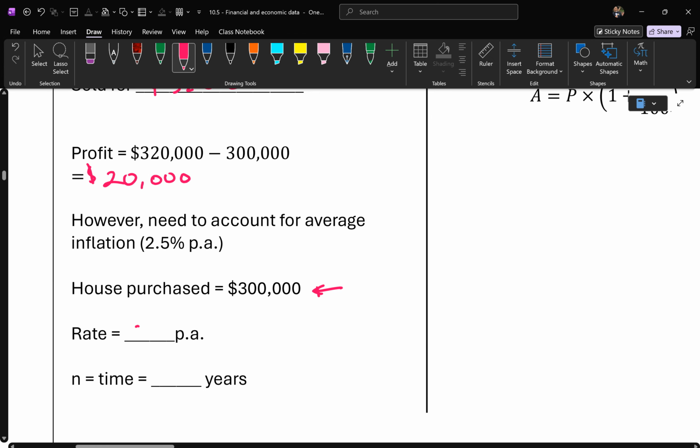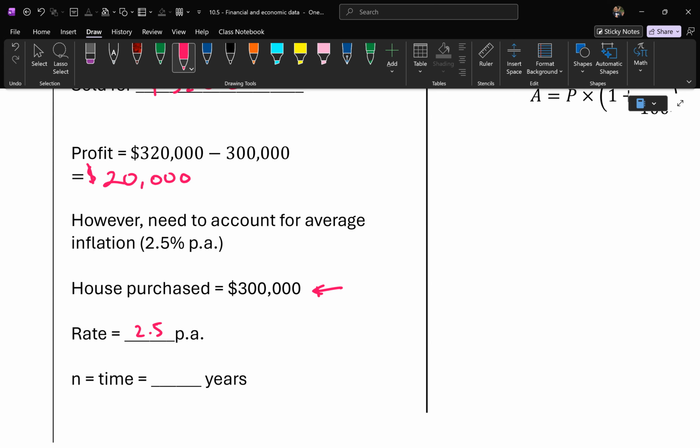And then the rate is 2.5% every single year. The time is that you're going to do it in 3 years. So we're interested to know: with the 300,000 house, in 3 years' time, how much would it have grown with just inflation alone?